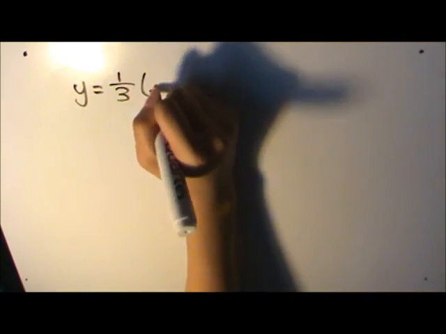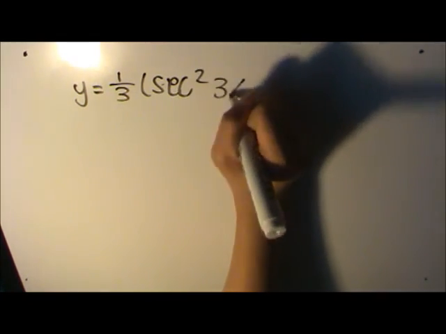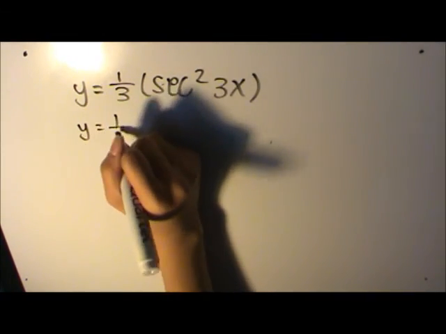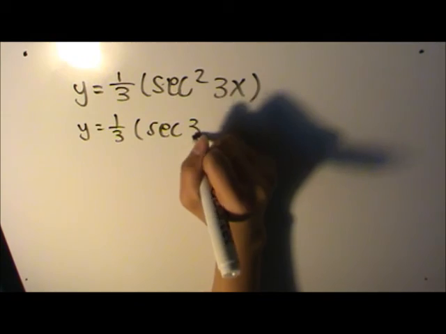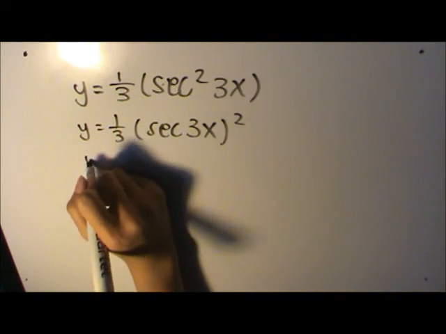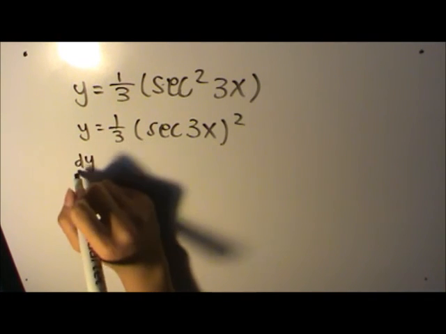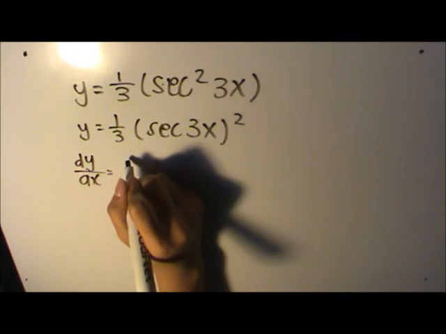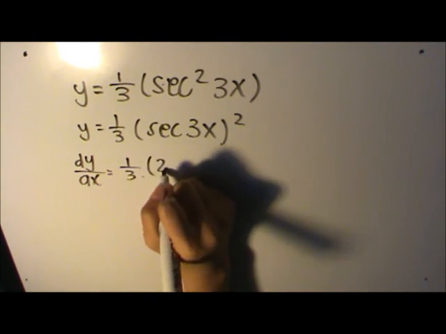Now the chain rule also applies when you are differentiating trigonometric functions. Let's say you have a function y is equal to 1/3 times secant squared of 3x. If we were to use the chain rule, of course, we can derive this. So move the power to the outside and you get dy over dx equal to 1/3 times 2 secant of 3x, the derivative of the outer, and now you take the derivative of the inner.